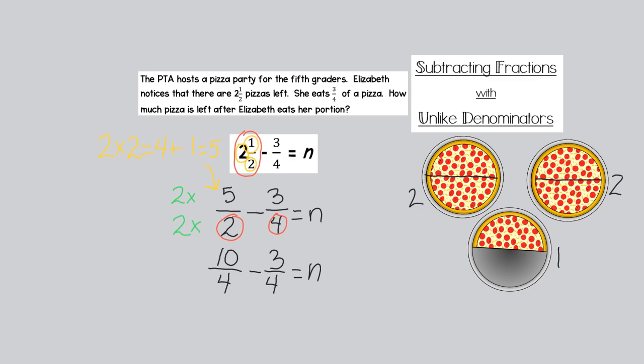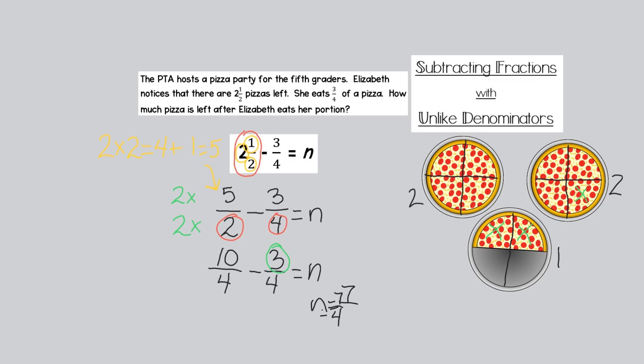So now it's pretty easy. We have converted our pizzas into the same denominator, and you can see we now have fourths in our pizzas. It's pretty easy to now just subtract the 3 pieces. We'd say she's going to eat 3/4, which leaves us with 7/4. 10 minus 3 equals 7. N equals 7/4.